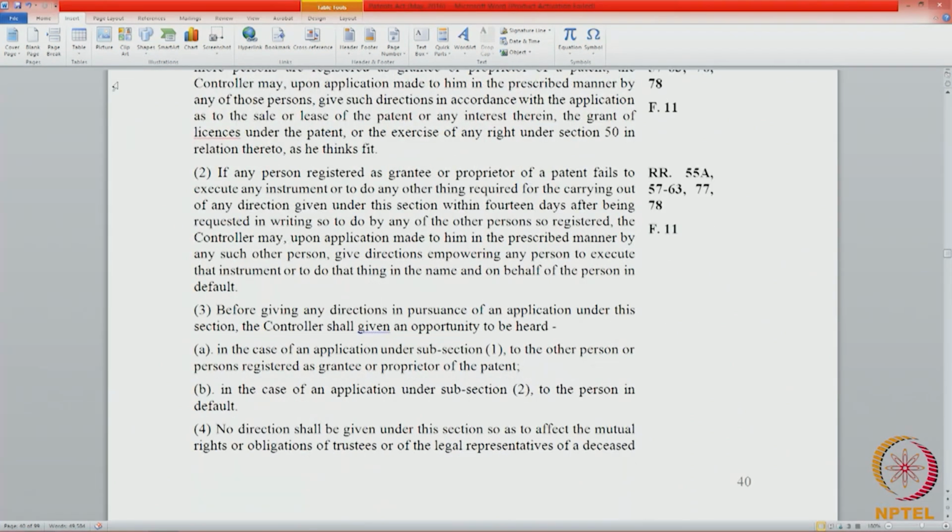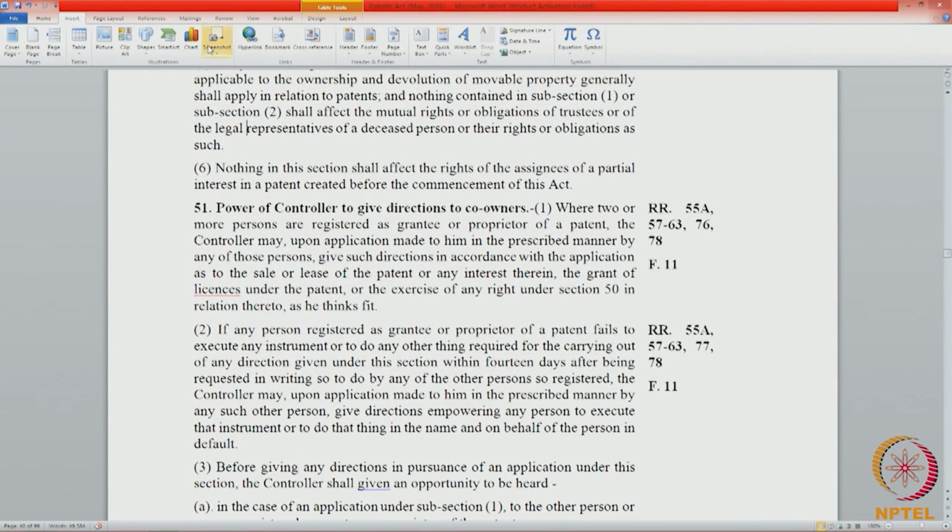Now, in section 50 we saw how the rights of co-owners will operate. One, the co-owners in the absence of an agreement will have equal undivided shares, and the co-owners will each be able to exercise the rights conferred under section 48 for his own benefit. Then, in case the co-owners want to license a patent or an interest in a patent, they have to get the consent of all the co-owners.